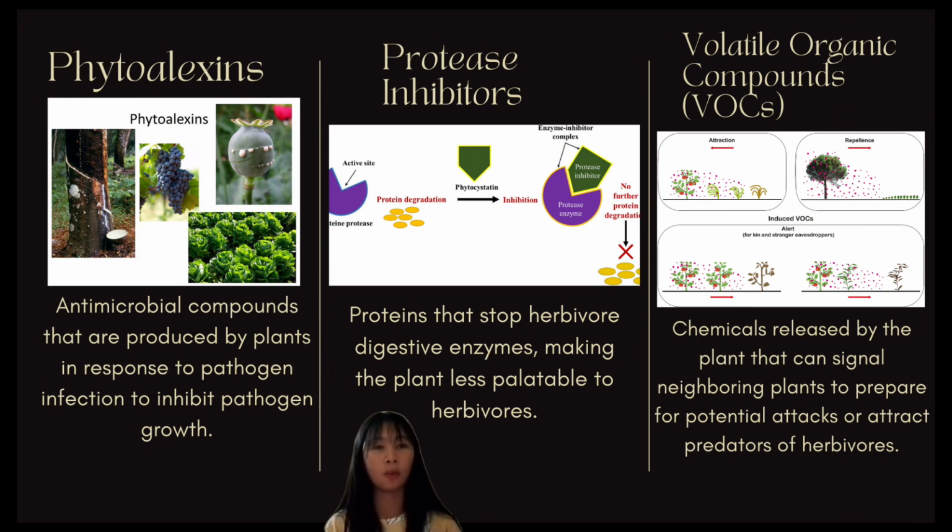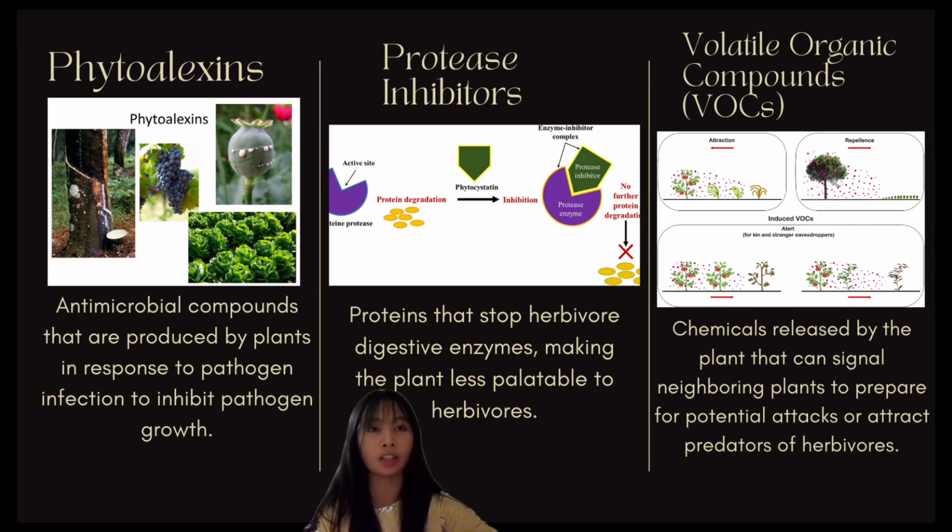Volatile organic compounds, or VOCs, are chemicals released by the plant that can signal neighboring plants to prepare for potential attacks or attract predators of herbivores. VOCs are critical parts of a plant's communication and defense system. These chemicals are released into the air, acting as signals to both neighboring plants and predators of herbivores. Signaling neighboring plants.